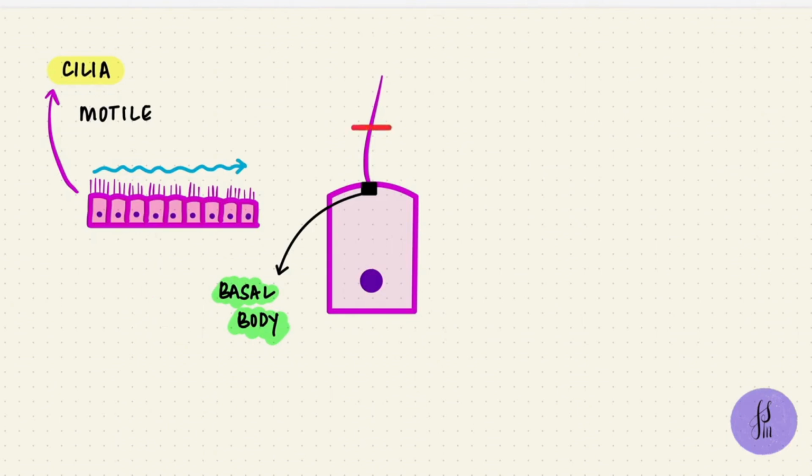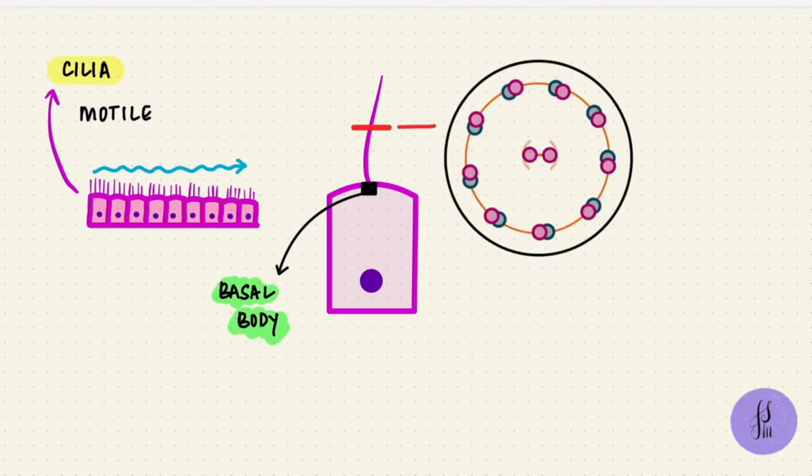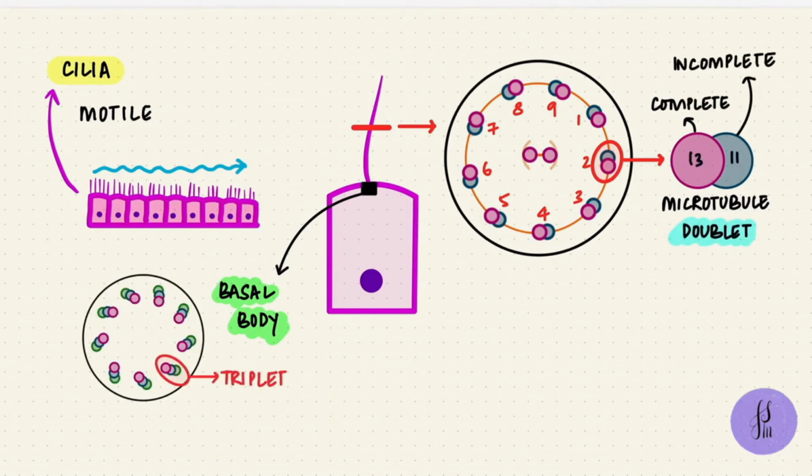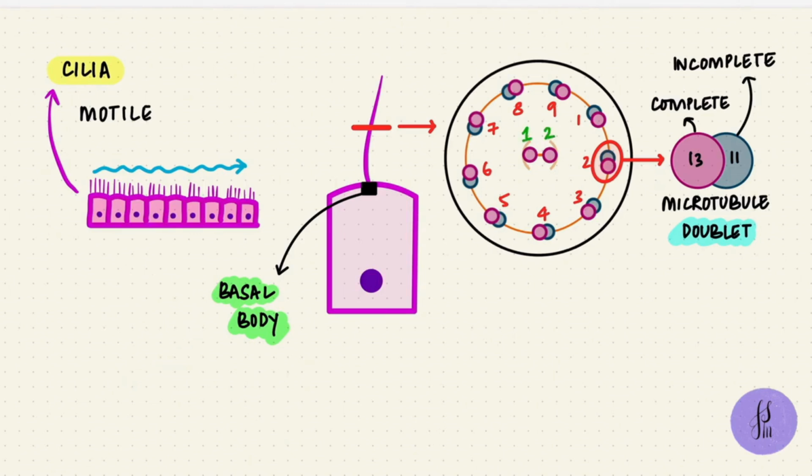If we take a cross-section of a cilium, again we see the microtubule arrangement, 9 doublets at the periphery, each one having 1 complete microtubule, which has 13 units, and 1 incomplete microtubule, with 11 units. So these are doublets, they're not triplets like in the centriole. Also, there are 2 complete microtubules in the center. That wasn't there in a centriole. So this is a 9+2 arrangement.